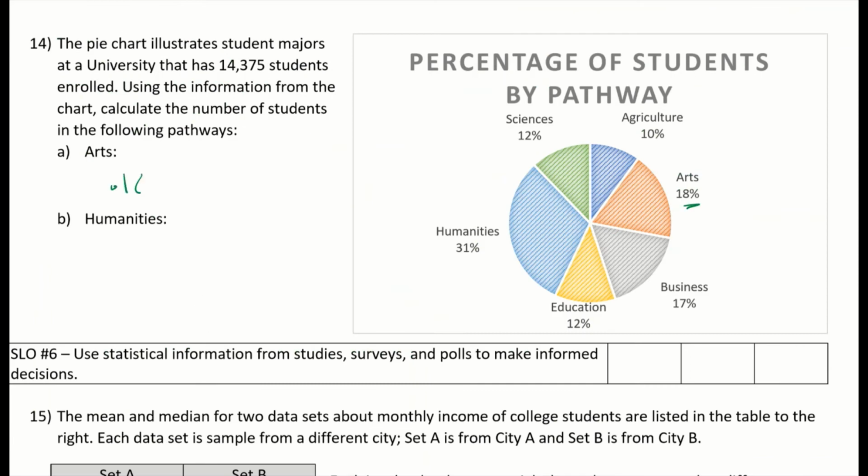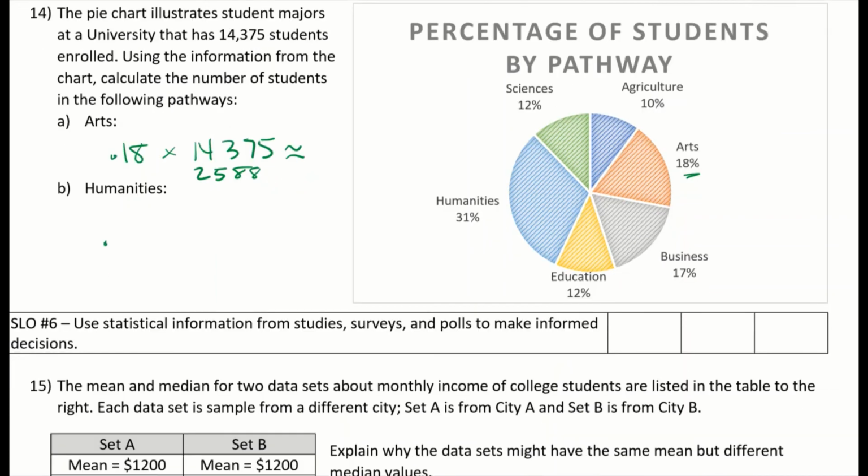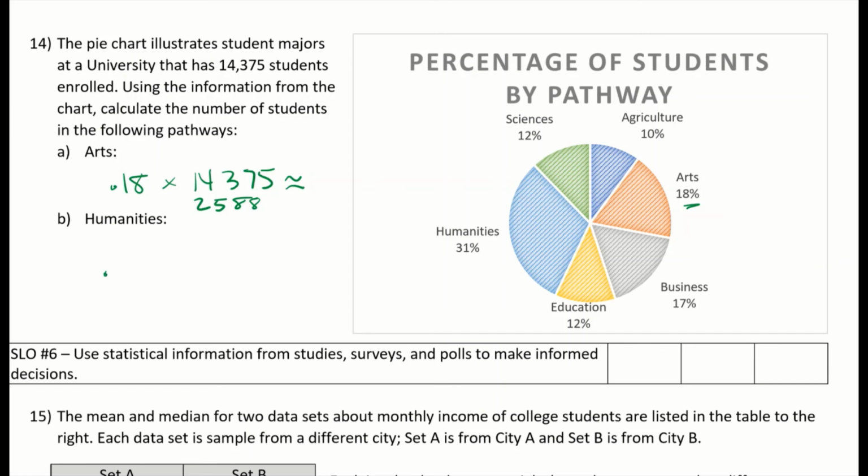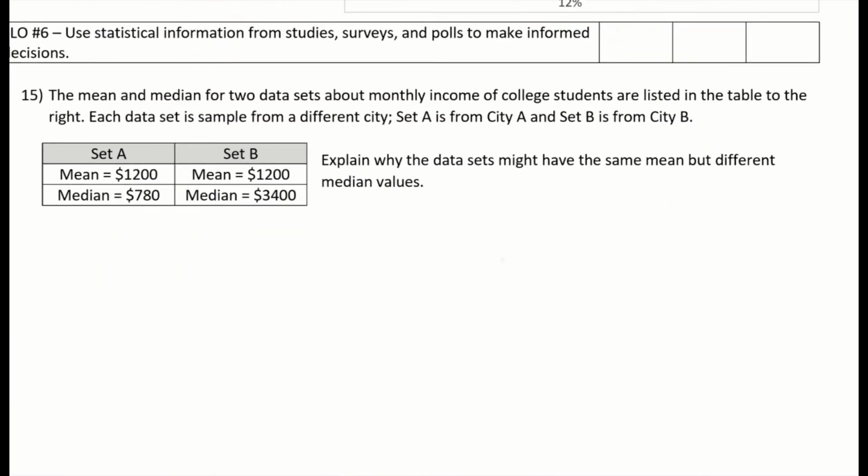Two more questions. So number 14, we have arts, which is 18%, so 0.18 of the total students. And we're going to round because we want to get the total, a whole student. We don't want a decimal of a student. Similar for humanities, find the percent for humanities. So it's 31, so 0.31. And then multiply that by the total number of students at that university. And we get 4,456 when we round to the whole number.